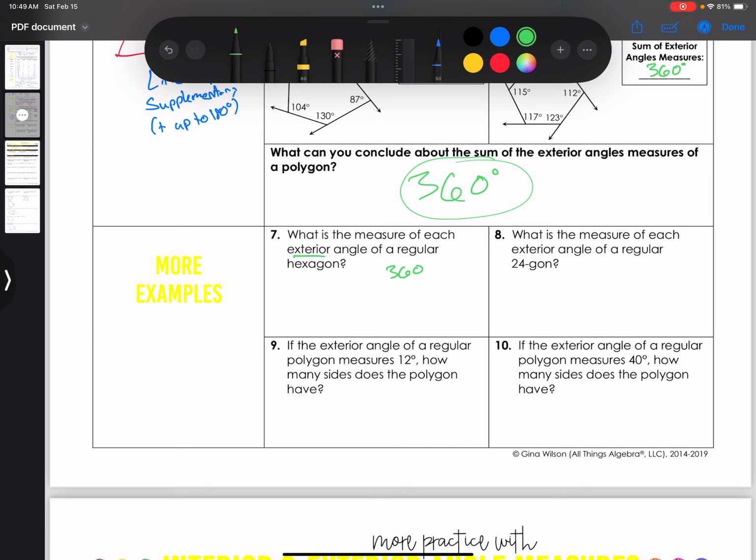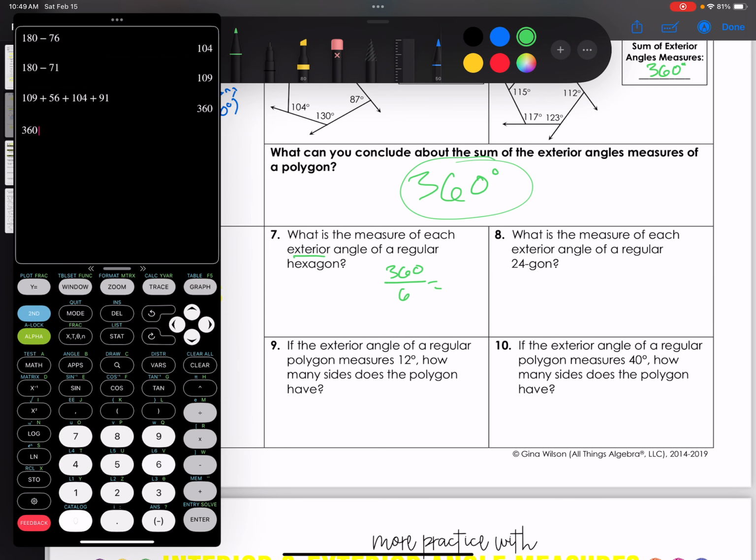If we want to know the measure of each exterior angle, we know they're all the same because it's a regular hexagon. All we have to do is divide by the number of sides. So 360 divided by 6 for our hexagon is, let's see, 360 divided by 6 gives me 60 degrees.